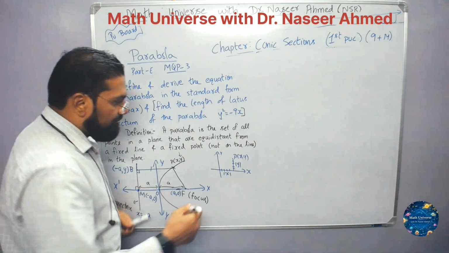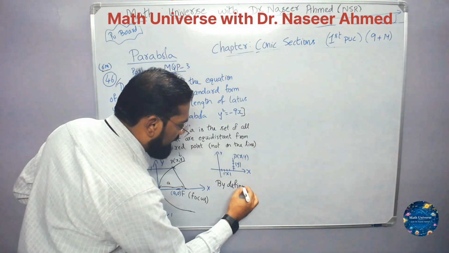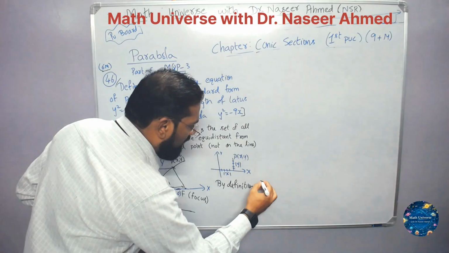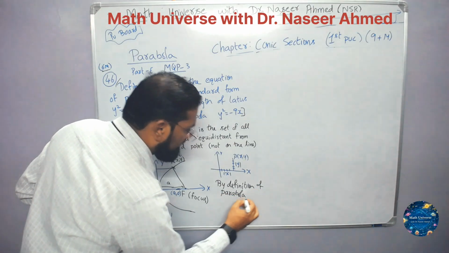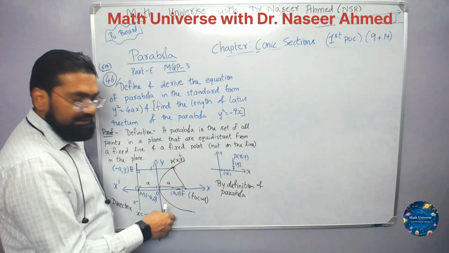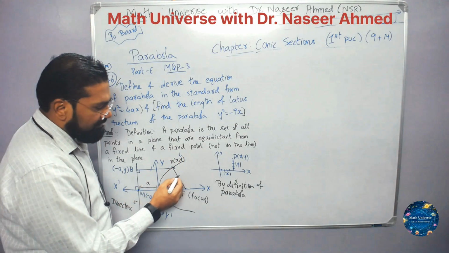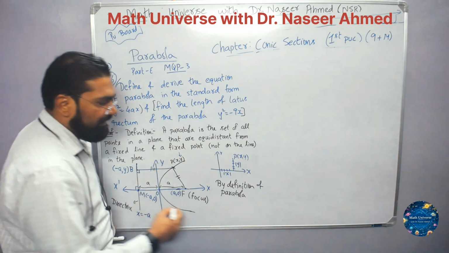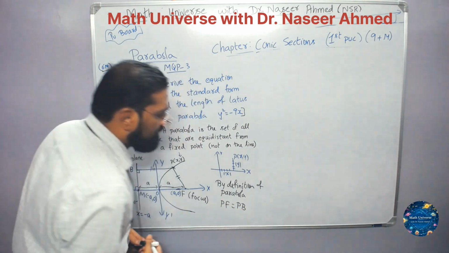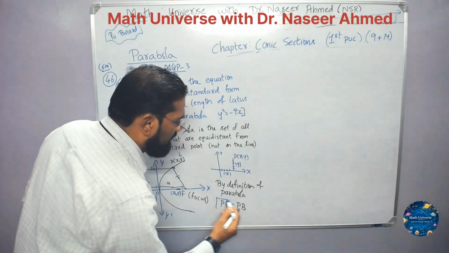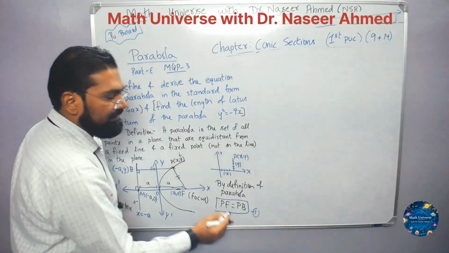Now, by definition of a parabola, what do we have? It says the set of all points such that the distance of this point from the fixed point and the fixed line should be the same. Nothing but PF and PB should be the same. So PF should be equal to PB. This I will regard as equation number 1. Our entire calculation will now be on finding PF and PB and then equating here.